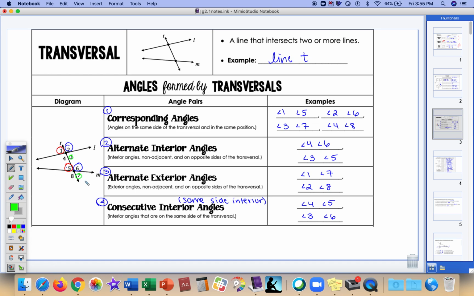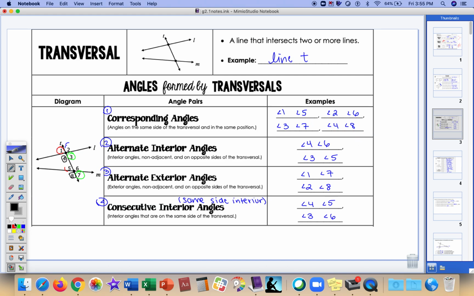All right, angle 3 and angle 7. Okay, there we go. They're both below the lines L and M, and they're on the right side of the transversal. So they correspond. And lastly, 4 and 8, here's 4 and here's 8. They're both below the lines L and M, and they're on the left side of the transversal. So these angles correspond: 1 and 5, 3 and 7, 2 and 6, 4 and 8.